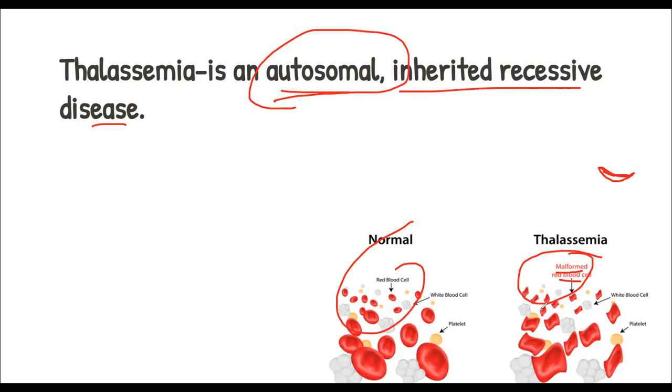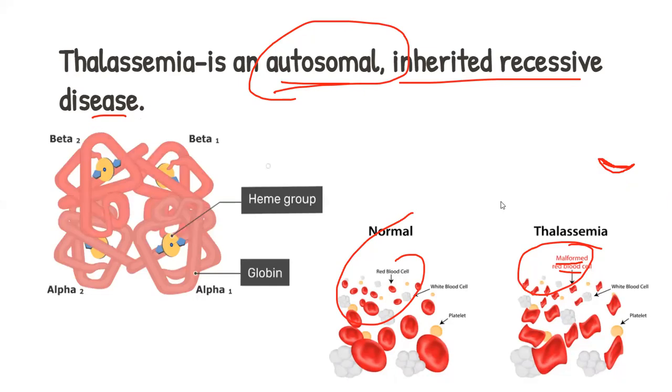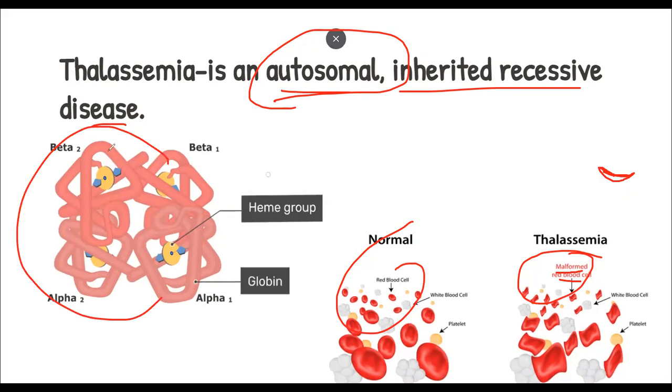Here the shape is much more distorted, and more or less it is a similar condition to what happens in sickle cell anemia. The function will be the same because here we are talking about the hemoglobin only. In hemoglobin and sickle cell anemia, we saw that hemoglobin is made up of two chains, alpha and beta. Alpha has two parts and beta has two parts, right?